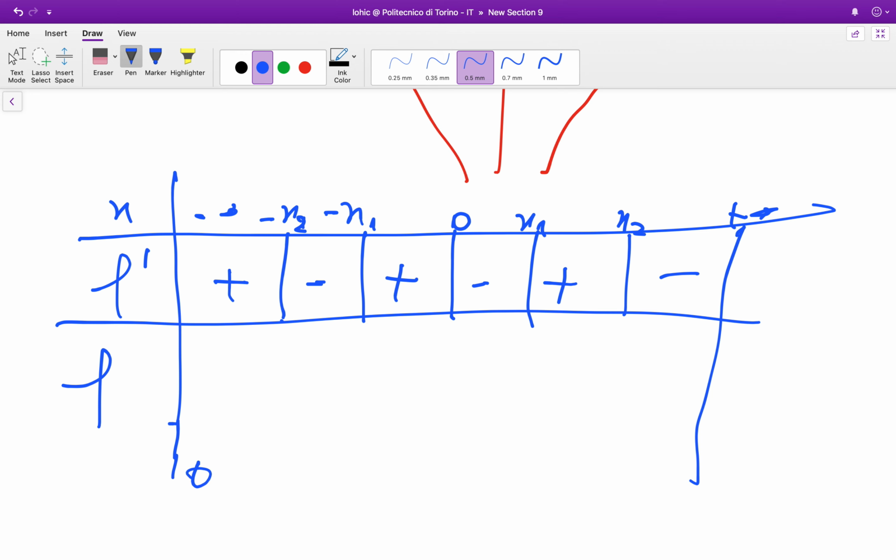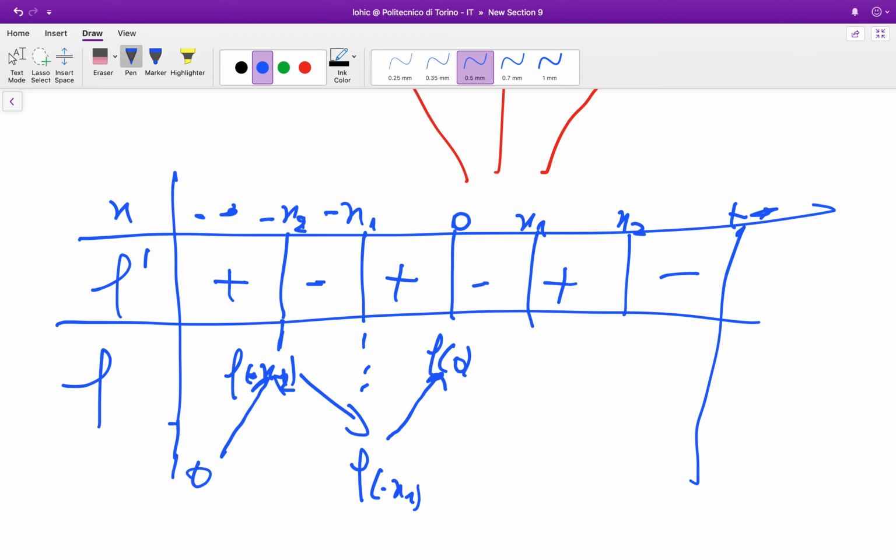Yes. So the function starts here and increases to f of minus x2. Doubts? Then here it decreases to f of minus x1. Then it increases again to f of 0. Then we don't care, because by the way we say that the function is defined at 0 and that the image of 0 is 0. Is that clear?